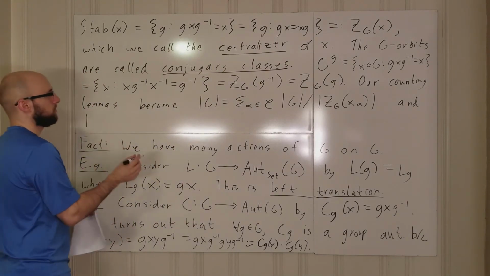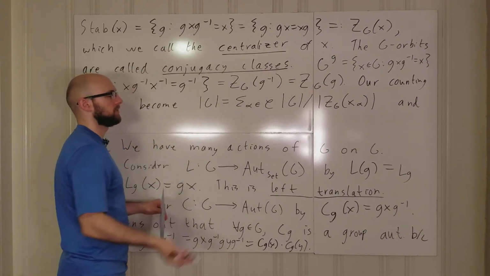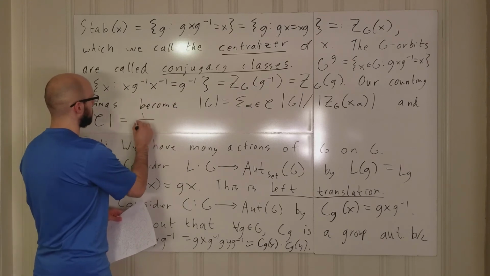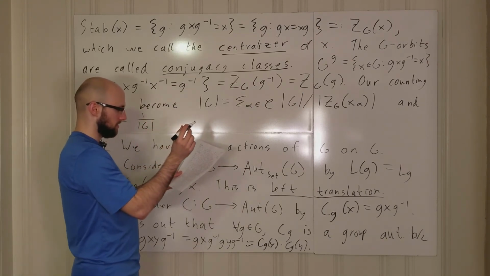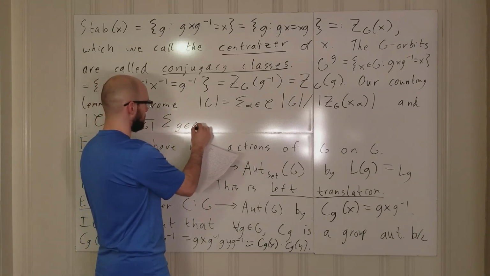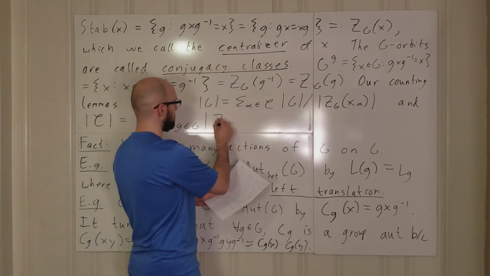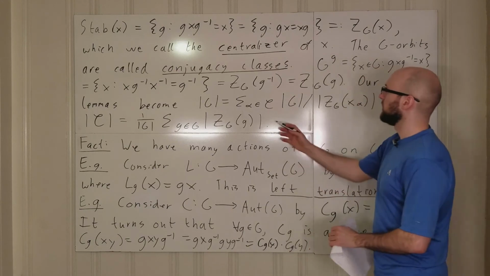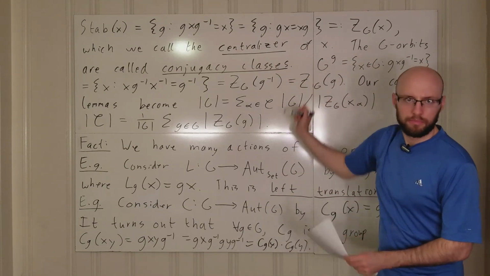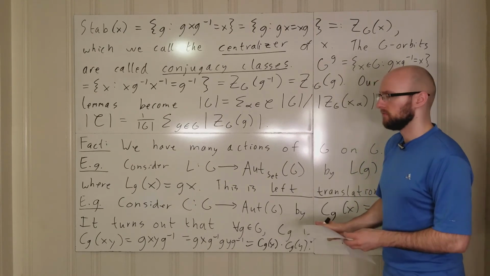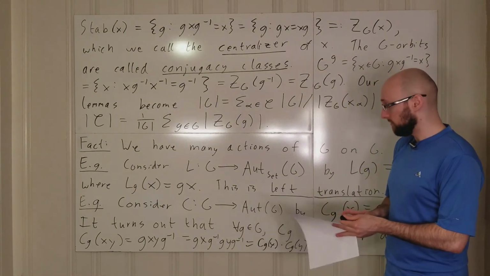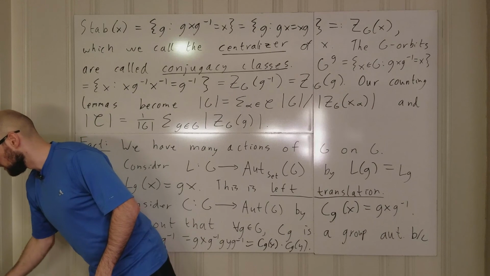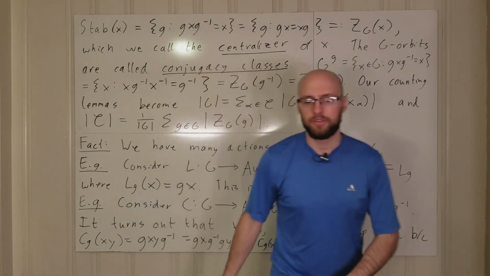And then the number of orbits is just the number of conjugacy classes. So this is just squiggly C is going to be equal to 1 over the order of G times the sum over all g in G of the centralizer in G of the element g. And this is just plugging in the stuff that we've done before into those lemmas. Okay, so that wraps up all the important facts that we want to consider for now about the centralizer and about the group action of conjugation.